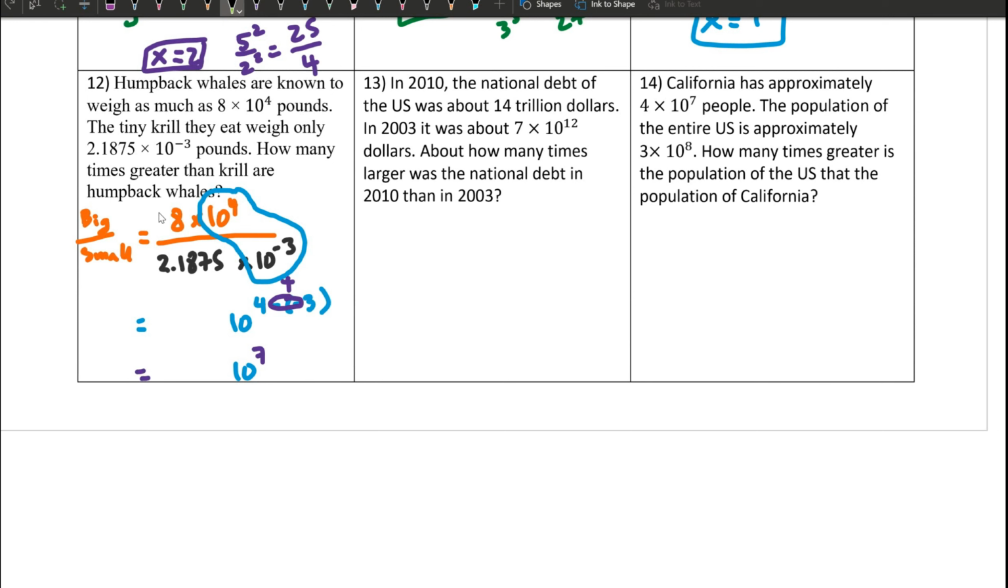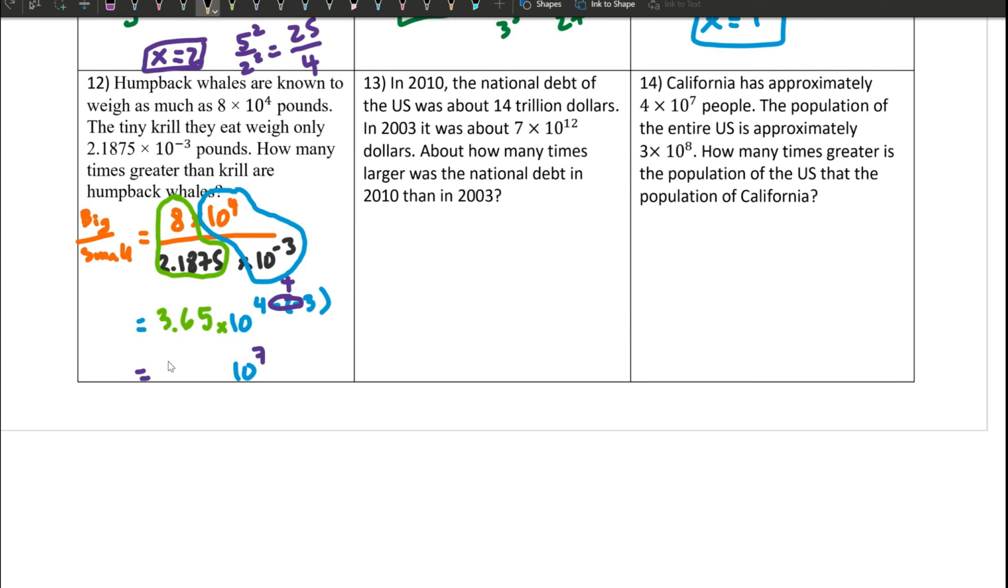Then 8 divided by 2.1875. You need a calculator for this. 8 divided by 2.1875 will give you 3.657 and so on and so forth. For the convenience, I will stop at 3.65.